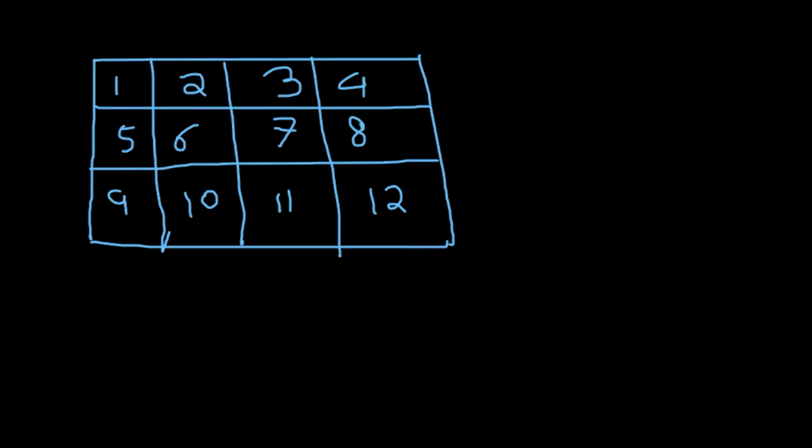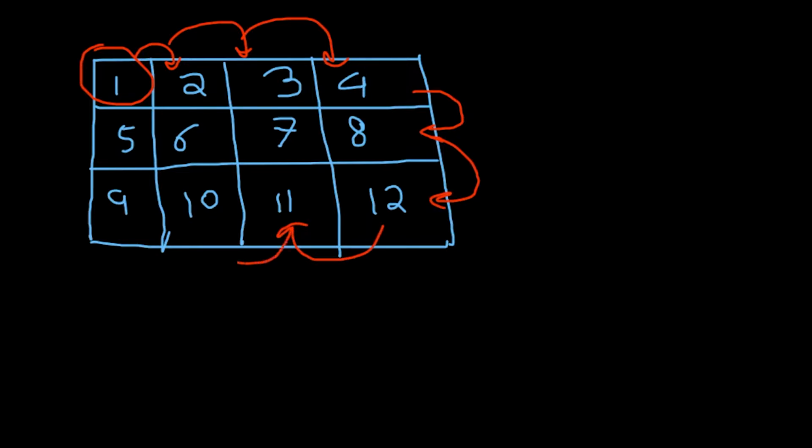Alright, we have this matrix 1, 2, 3, 4, 5, 6, 7, 8, 9, 10, 11, 12. And what we will do is we will start from the top left part of the matrix. That is, we will start from 1, then we will go to 2, then 3, then 4. And from 4 we will go down to 8, then down to 12, and like this we will solve the problem, to 11, to 10, to 9, to 5.